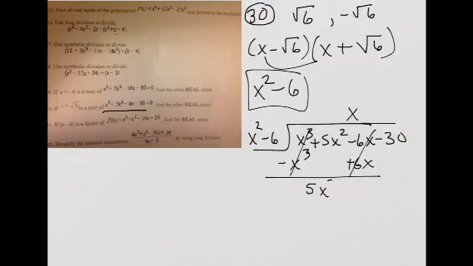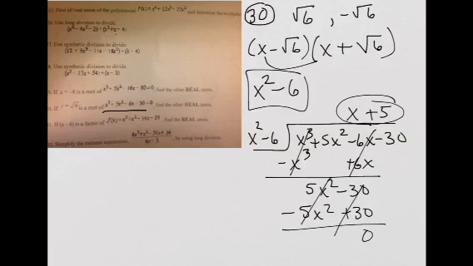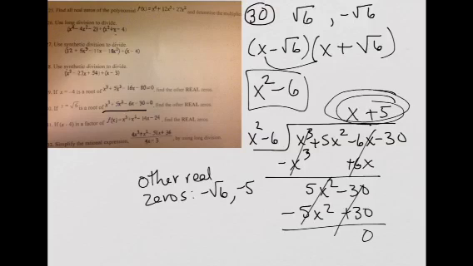So 5x squared minus 30. So x squared times what gives you 5x squared? That's 5. 5x squared minus 30, we're subtracting, so that's a minus and that's a plus, so that's 0, 0, remainder 0, so here's the other factor. So then the other real zeros, again, I mentioned the other one first, negative radical 6 at the beginning, and then negative 5 right here for this factor right here. So those are the other real zeros.